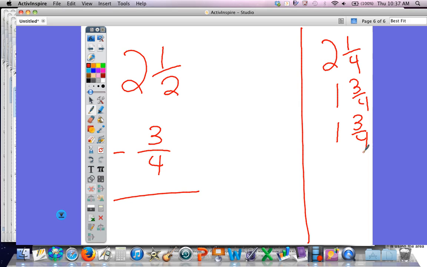First thing I have to do is find a common denominator. What's the common denominator? 4. So this stays 3/4. And 1/2 becomes what? 2/4. 2 times 2 is 4, 1 times 2 is 2.